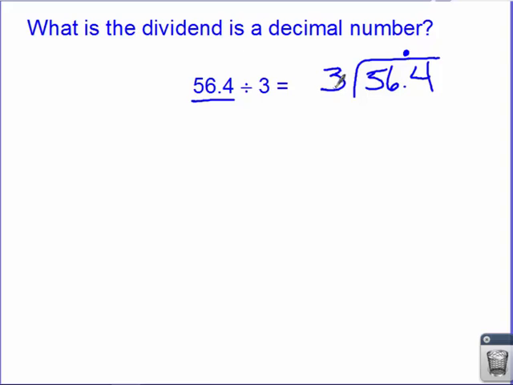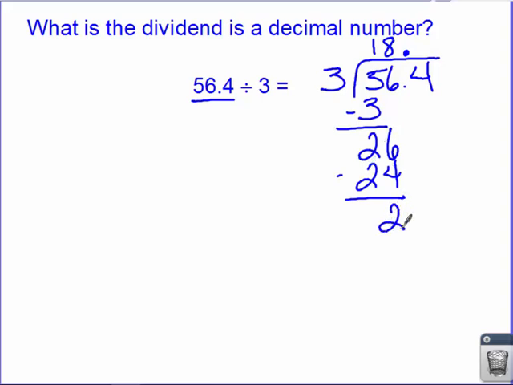So now I ask, 3, does it go into 5? Yes, it does. It goes 1 time. So 1 times 3 is 3. We subtract. We get 2 as a leftover. We bring down our 6. Right? And right now we're still on the left side of the decimal, so our numbers are going to be on the left side. So 3 goes into 26 8 times. 3 times 8 gives us 24. We subtract. We get 2 left over.